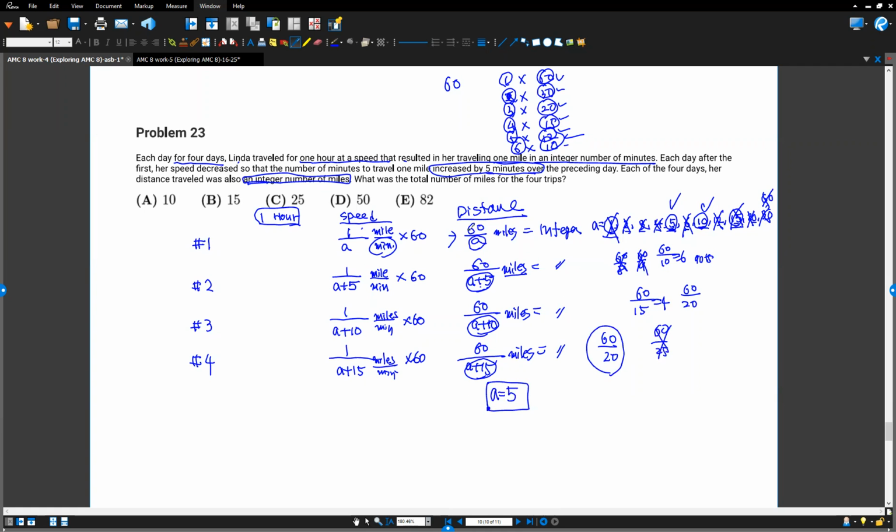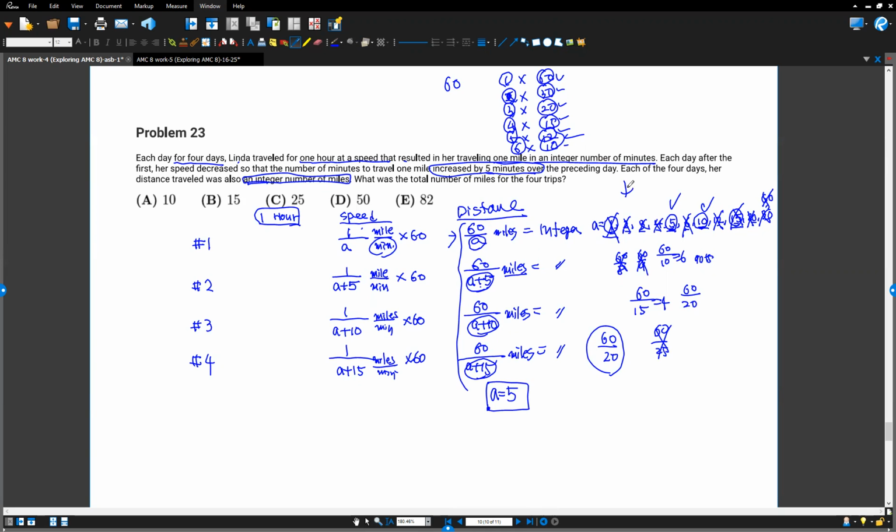Okay. Also, from here you can find, if A is 5, that's 10, 15, 20. They are all factors of 60. You don't have to check it this way. Just try the smallest number, which is 5. Okay, all right. So A is 5.